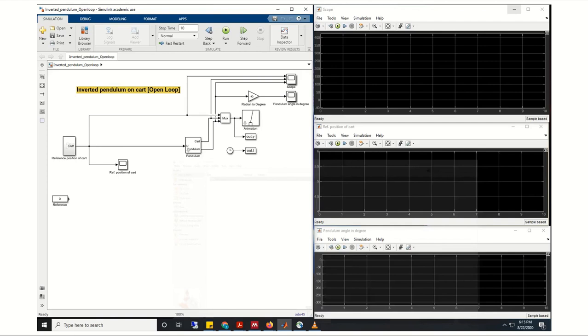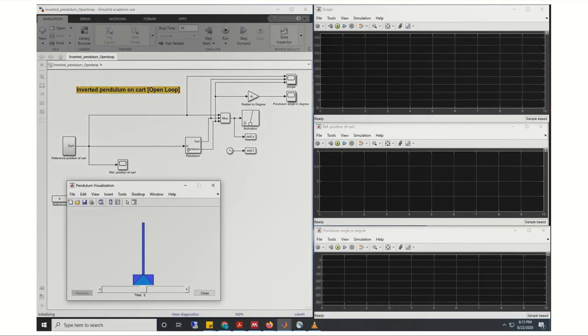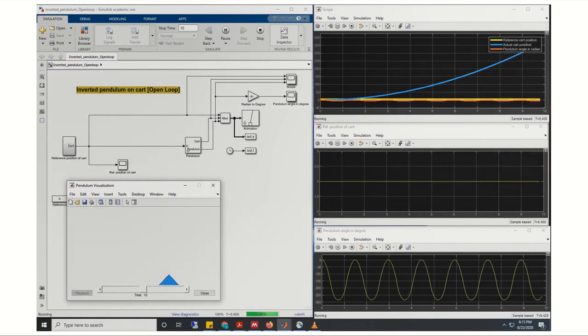So what happens here, you see, the pendulum will fall down and also the cart will go somewhere else. The cart does not reach the position intended. Even though you thought that the cart would reach the intended position, it doesn't reach there, as the pendulum also becomes unstable. So you cannot achieve what you wanted to achieve from the system.